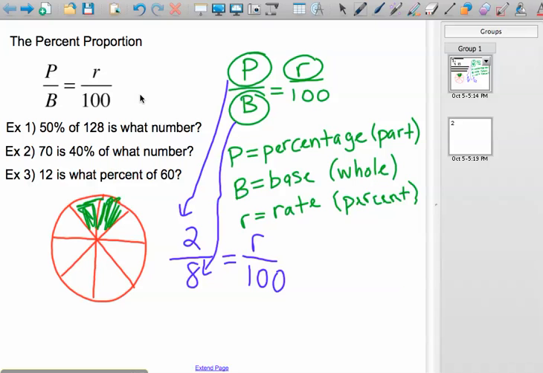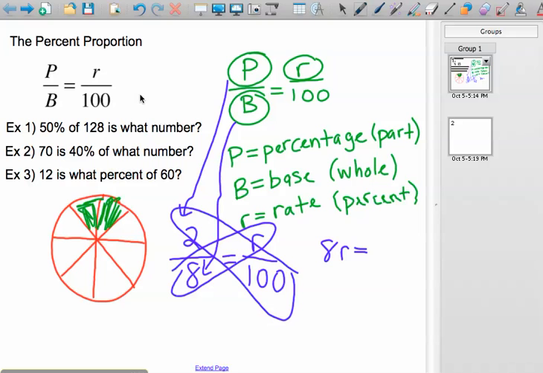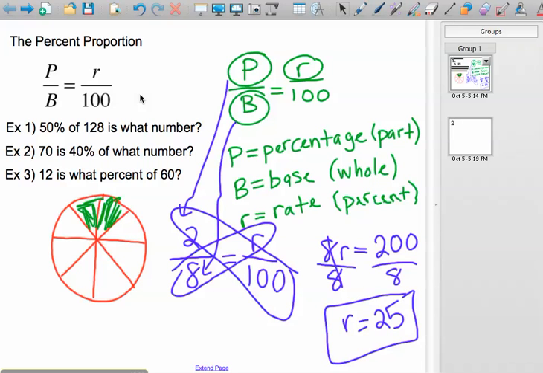And then as you know, to solve, all we do is cross multiply. The means of the problem are 8 and R. So we're left with 8 times R equals, and we get 100 times 2, which is 200. And then all you have to do, as you know, using inverse operations, is divide both sides by 8, and we get R equals 25. What this means is that you have successfully eaten 25% of the pizza. So that is what the percent proportion means. In the next couple videos, we will be using the 3 examples that you see on your screen.